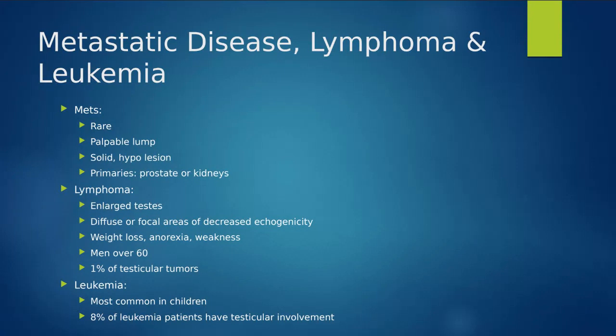Also, lymphoma and leukemia. If we see lymphoma spreading to the testicles, we are going to see enlarged testicular tissue, diffuse or focal areas of decreased echogenicity. Overall, we're going to see weight loss, anorexia, weakness, typically in men over 60 years old, and it only accounts for about 1% of all testicular tumors. So again, not really seeing a lot of lymphoma traveling to the testicles. Same thing with leukemia, mainly only going to see this in children, and only about 8% of leukemia patients have testicular involvement. So not super common.